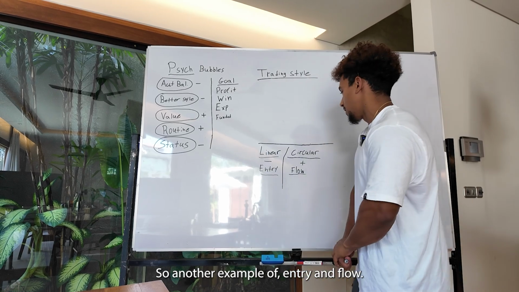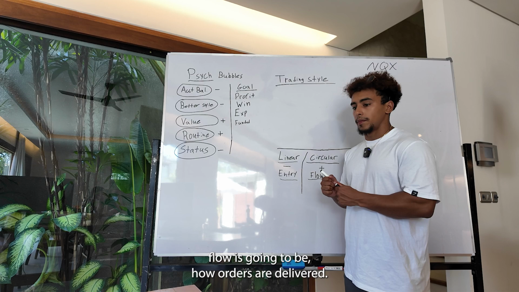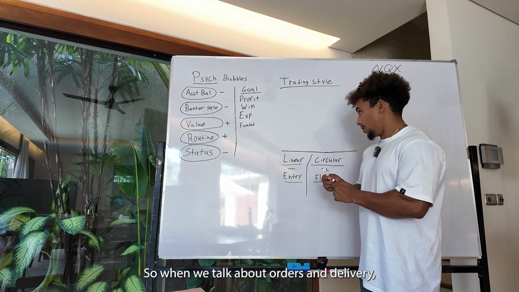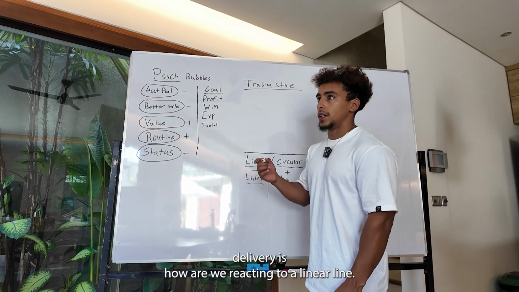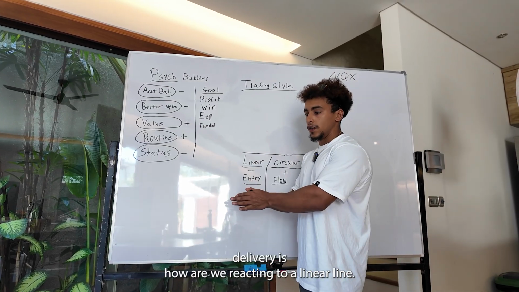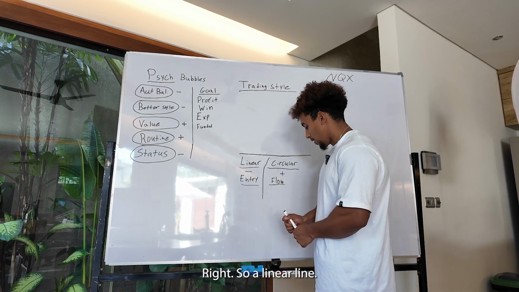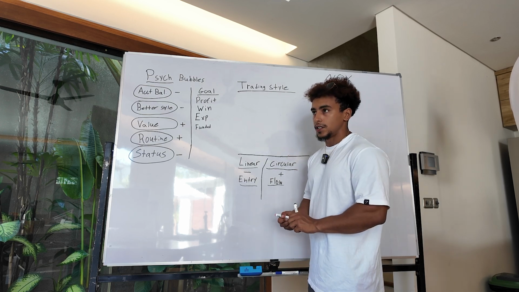So another example of entry and flow. Flow is going to be how orders are delivered. So when we talk about orders and delivery, delivery is how are we reacting to a linear line, right? So a linear line. This time we'll go with the idea of using sessions.